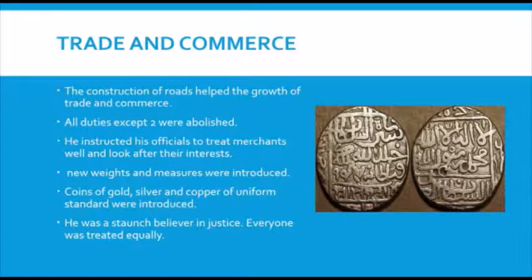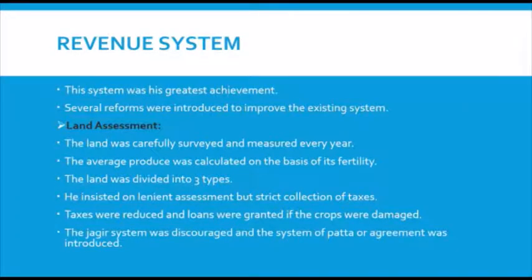Sher Shah's greatest achievement was his revenue system. Several reforms were introduced to improve the existing system of revenue. Land assessment: the land was carefully surveyed and measured every year. The average produce was calculated on the basis of its fertility. One third of this was to be paid as tax in cash or kind. The land was divided into three types: good, bad, and middling, on the basis of its fertility.